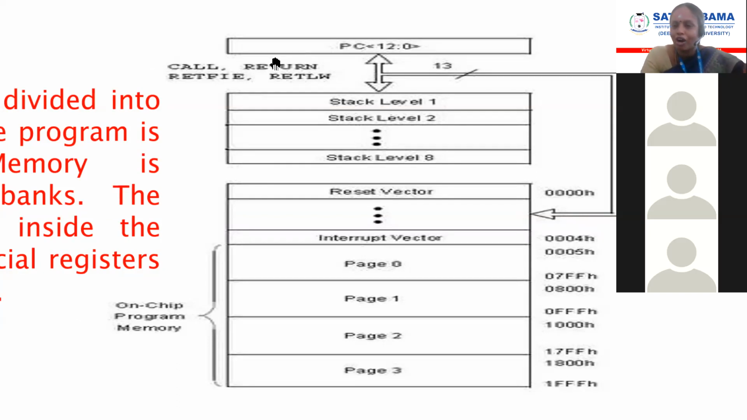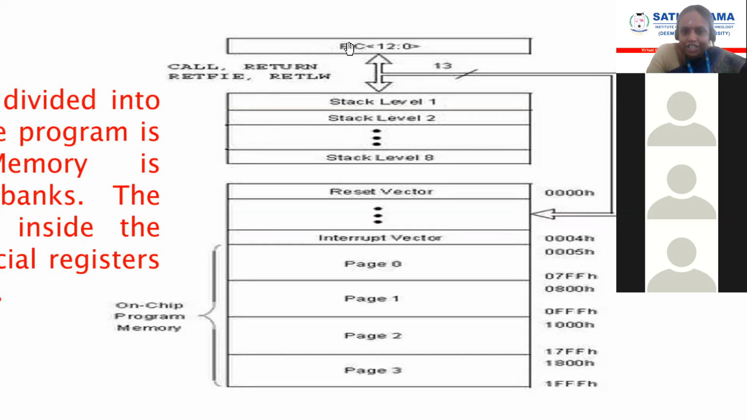Where do we use call and return? Where we have call and return instructions. Call is mainly used for a subroutine. Call goes from main to subroutine, and return goes from subroutine back to main. So you have to understand call and return first.